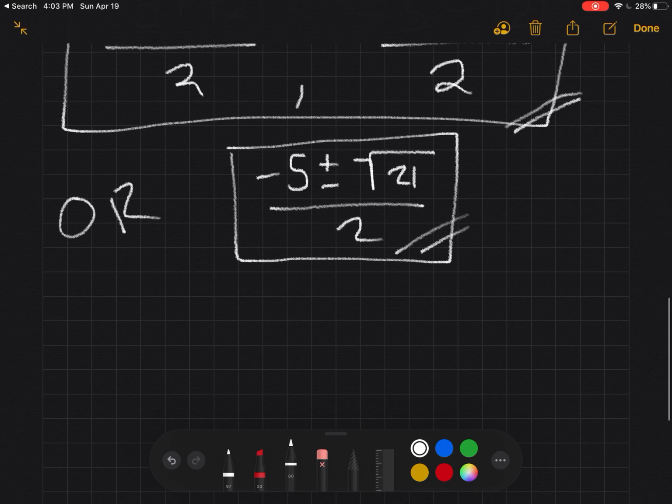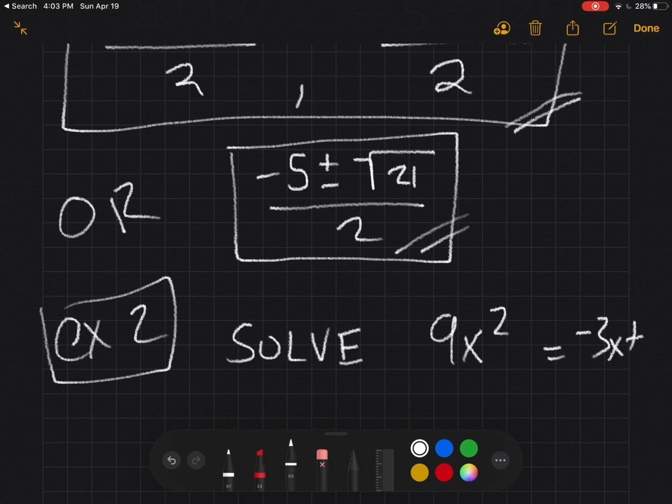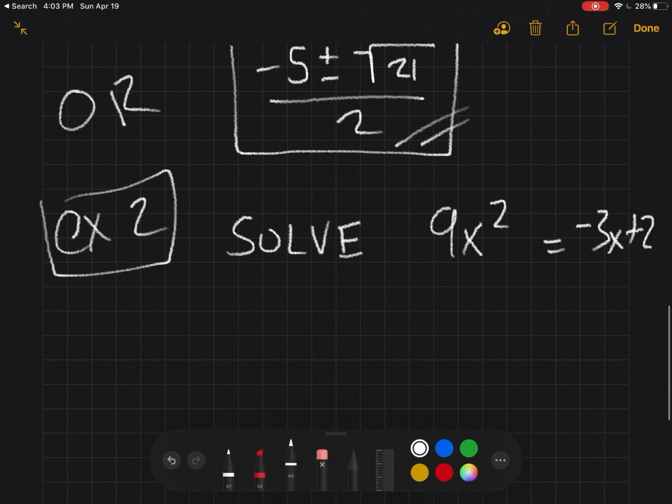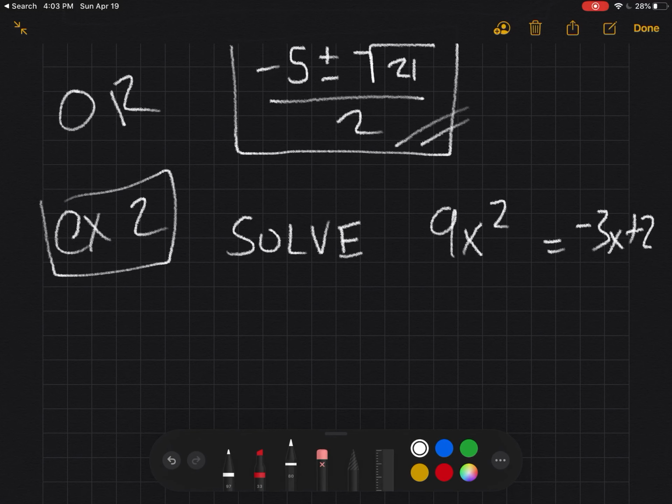It's fine with me if you leave your answer like this, negative 5 plus or minus the square root of 21 over 2. That's okay. You could do it either way. Let's do another example. Let's try example 2.